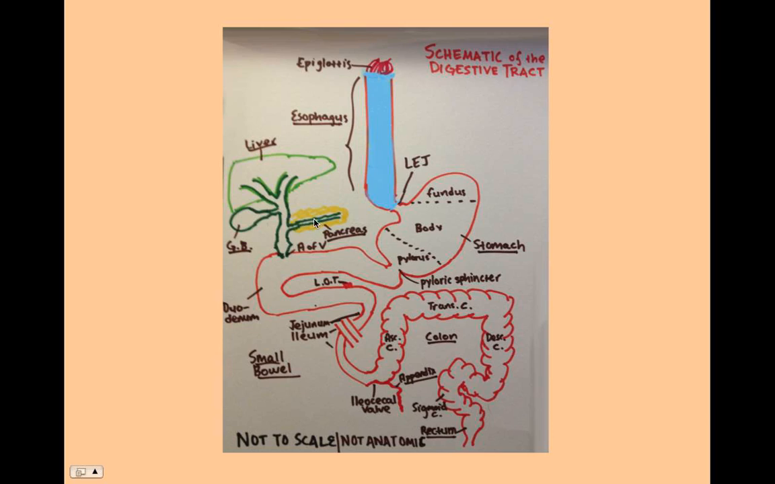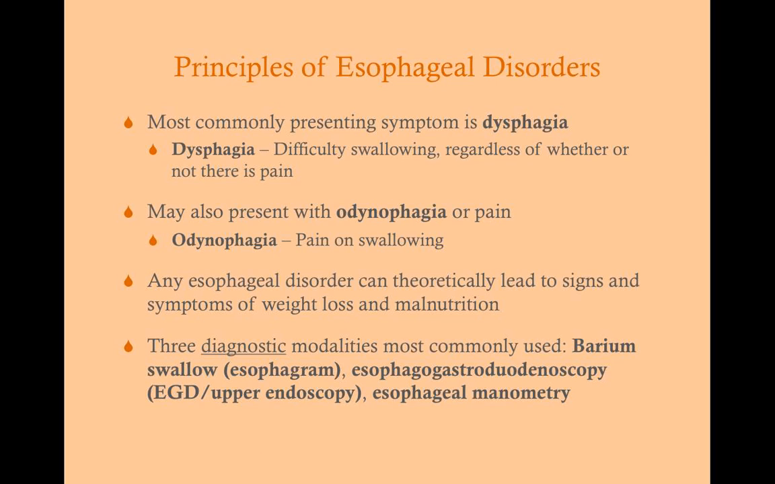and it's not to scale either, but it's just to show the various organs and how they're interconnected in the digestive tract. It's good to know because we want to know how these various disorders interact with the anatomy, and that will help us land a diagnosis. So, some principles of esophageal disorders.